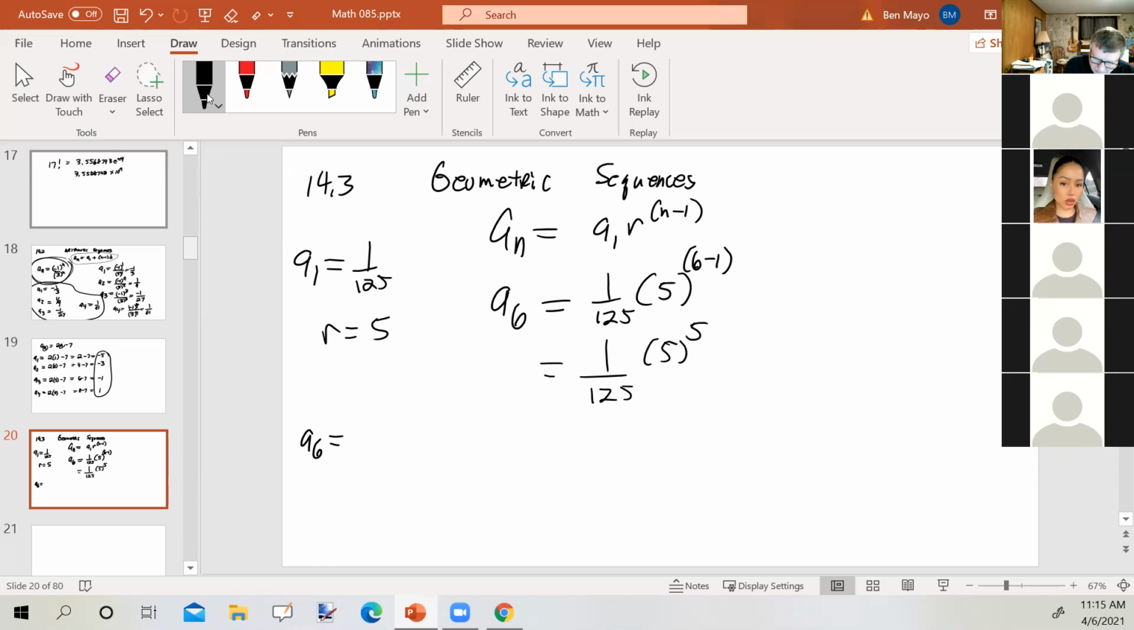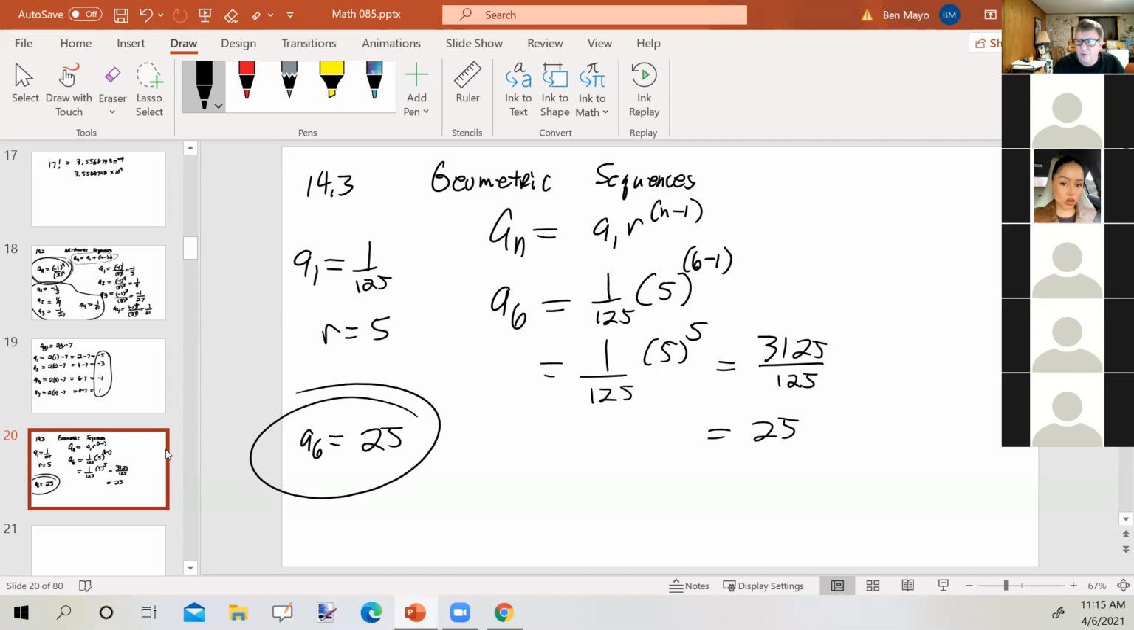Okay. Now, if I take 5 to the 5th power, I get 3125, and I've got 125 in the denominator, okay? 125 is 5 cubed, so these things should reduce nicely. We've got 5 to the 5th over 5 cubed. 3125 divided by 125 comes out to exactly 25. So there's your 6th term. All right with that, Sonia? Yes, thank you.